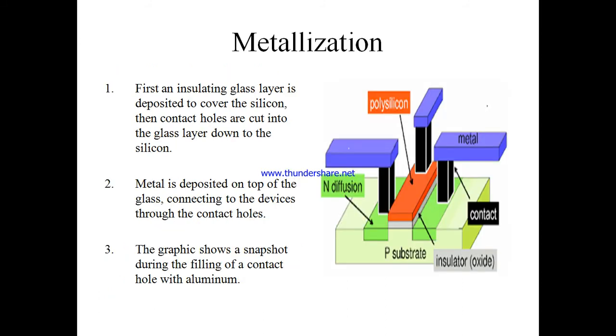And next step is the metallization. First, an insulating glass layer is deposited to cover the silicon, then contact holes are cut into the glass layer down to the silicon. Metal is deposited on top of the glass and connected to the device through the contact holes. The graphic shows a snapshot during the filling of a contact hole with aluminum.